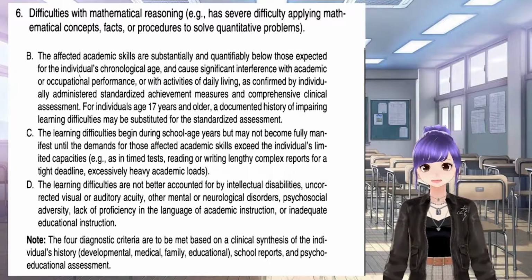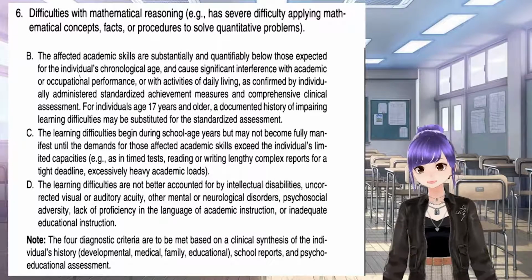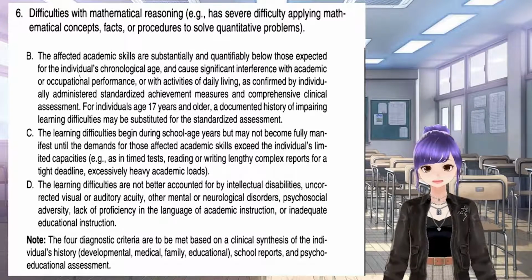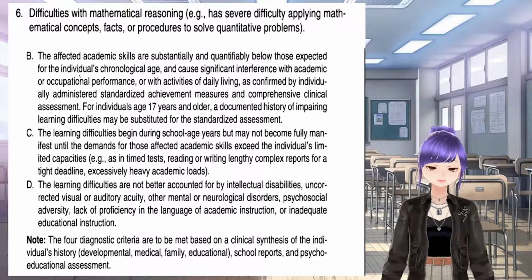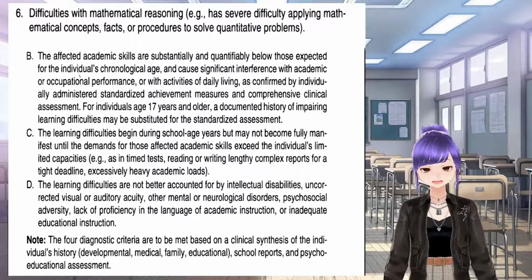Letter C, the learning difficulties begin during school-age years but may not become fully manifested until the demands for those affected academic skills exceed the individual's limited capacities. For example, as in timed tests, reading or writing lengthy complex reports for a tight deadline, and excessively heavy academic loads. Letter D, the learning difficulties are not better accounted for by intellectual disabilities, uncorrected visual or auditory acuity, or other mental or neurological disorders, psychosocial adversity, lack of proficiency in the language of academic instruction, or inadequate educational instruction.